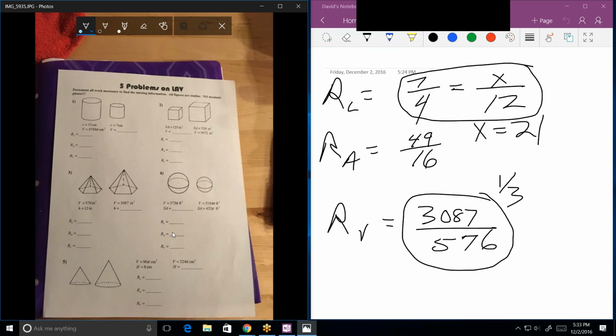Now, once I have the area ratio, I can answer their problem because they're talking about area. They give you the area of the big, that 432 pi. So you have to set up your ratio formula, just like I have on every problem, to figure out what the area of this one is.